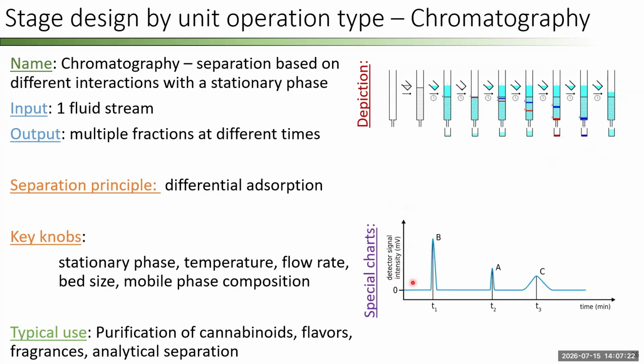What this looks like in terms of time. If I'm measuring time and what's coming through, this is a detector signal, I might get the majority of molecule B coming through at time 1, A comes through at time 2, and B and C exit the column at time 3.